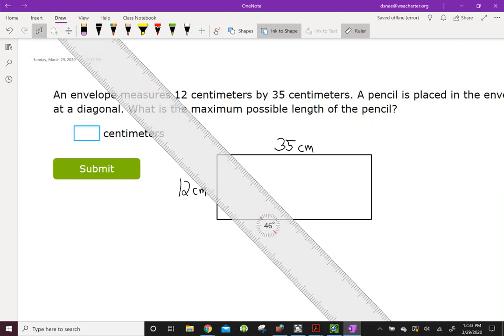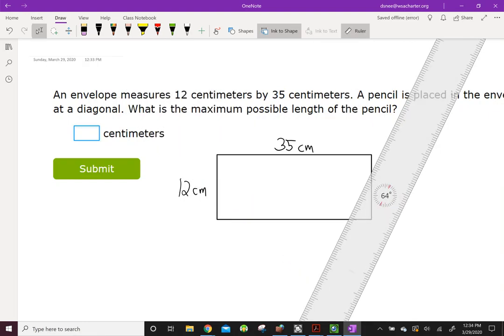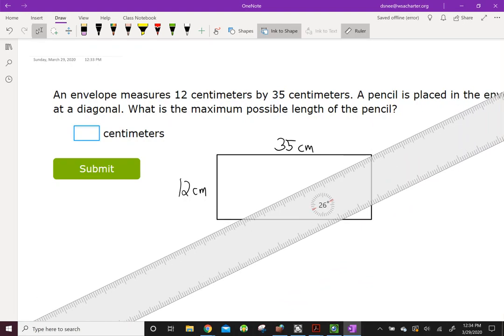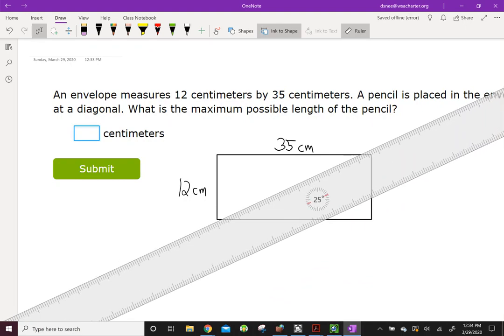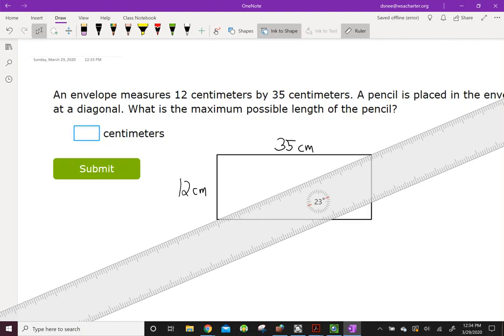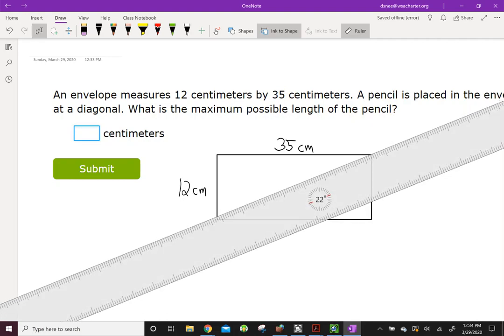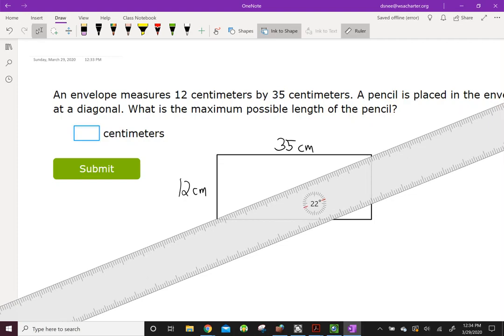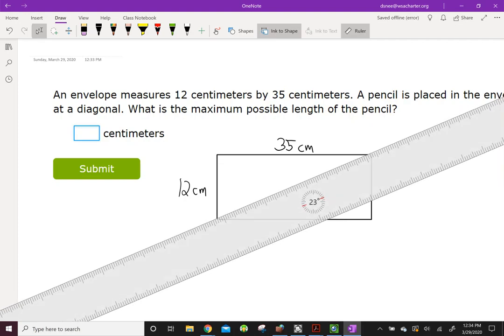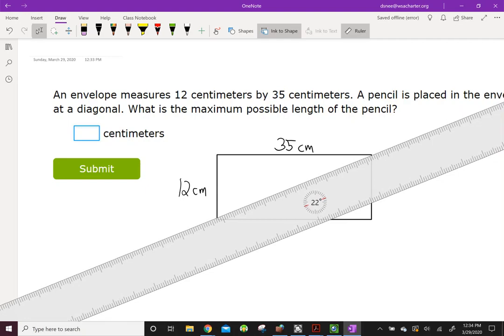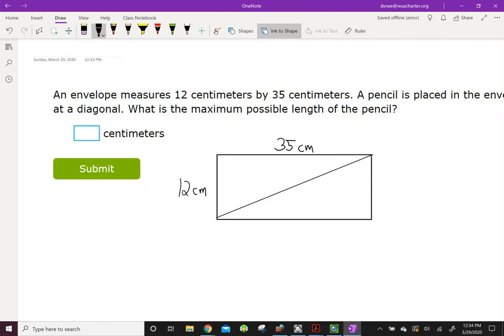Alright, let's do this. Let's see here. Pencil's at a diagonal. Diagonal's corner to corner, right? Let's see if I can get this right in there. Doesn't need to be perfect. So that's going to be my C. So I'm looking for 12 squared plus 35 squared equals C squared.